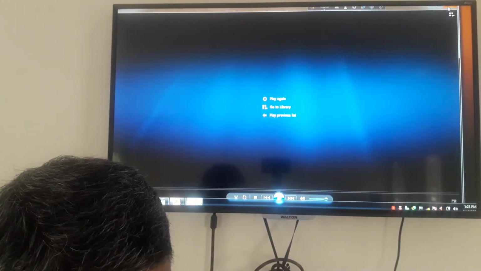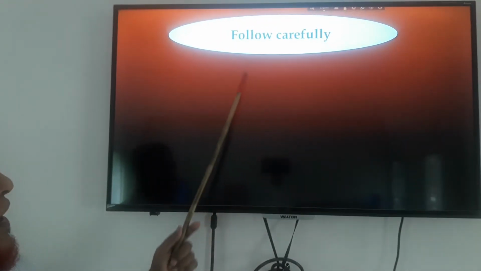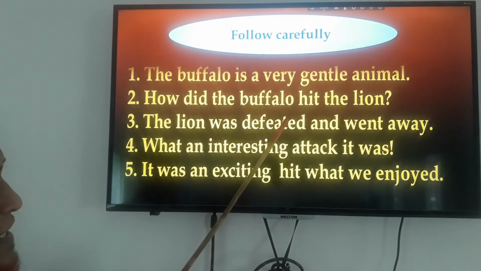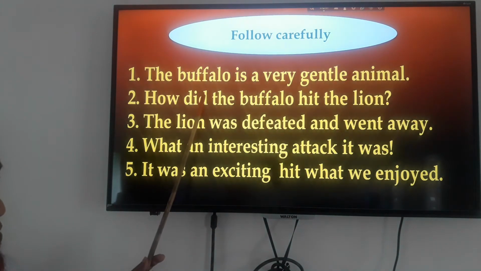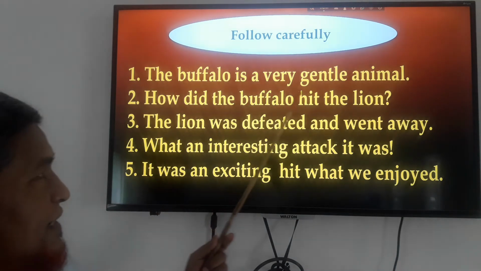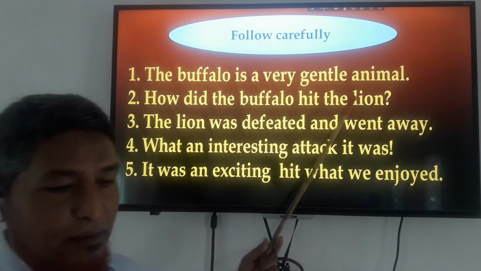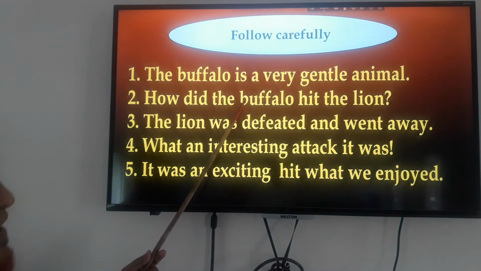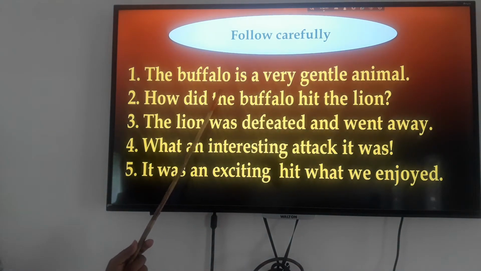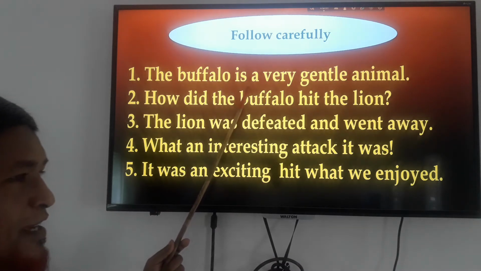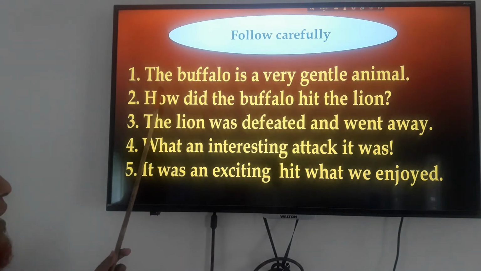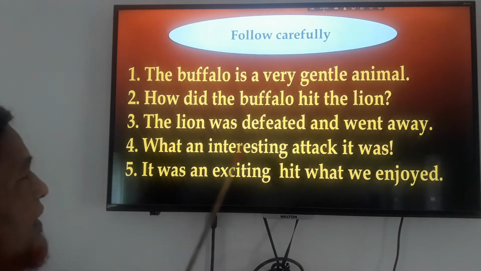Okay, we have seen here a nice excitement. Follow carefully. Follow the sentences carefully here. We know that the buffalo is a very gentle animal. Whenever they feel ferocity in them, they are very ferocious. We see in the video, the buffalo is a very gentle animal.